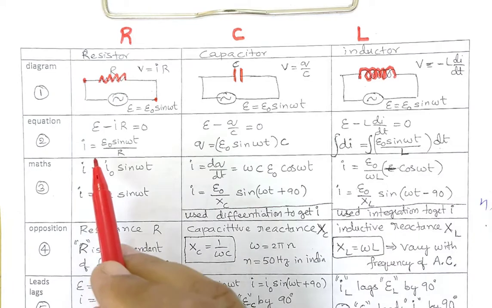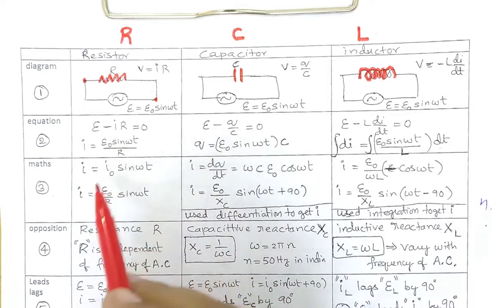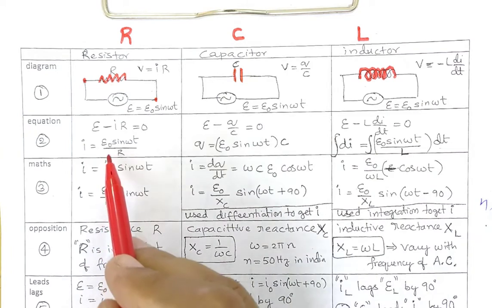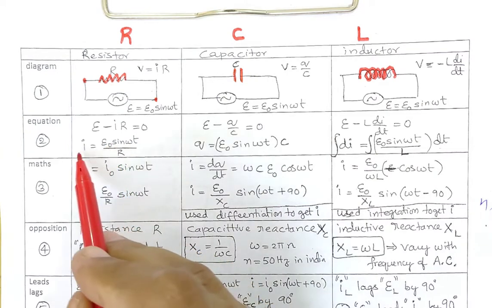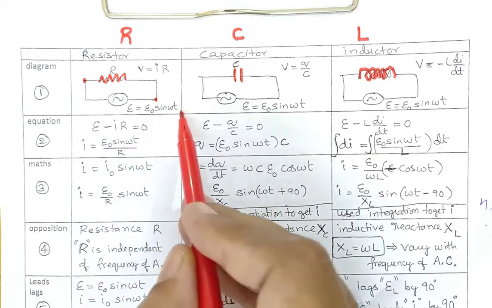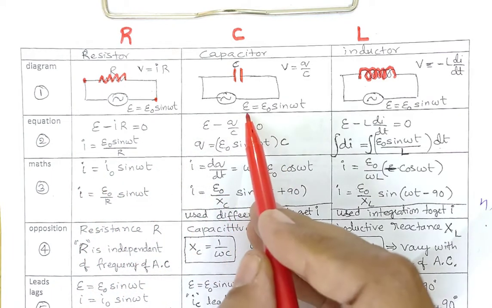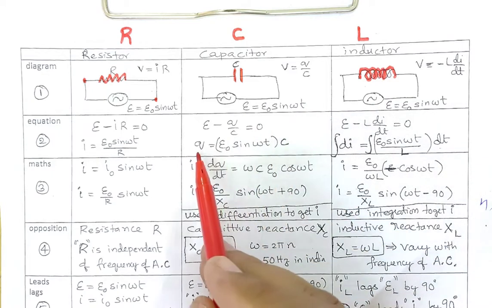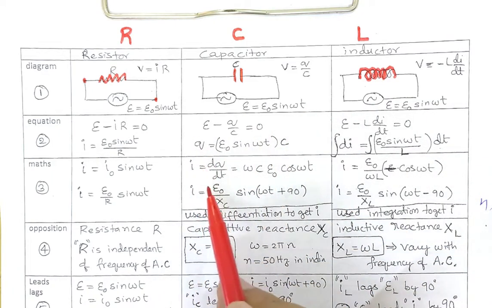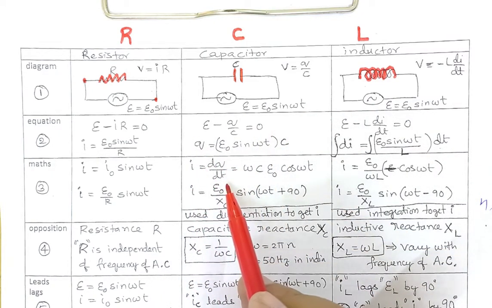So E0 by R, we call it I0. EMF by resistance, we call it the current I here. So we took E is equal to E0 sin omega t, we got I is equal to I0 sin omega t. Here, we took E is equal to E0 sin omega t. To get I, we have to differentiate this Q. So I is equal to dq by dt.